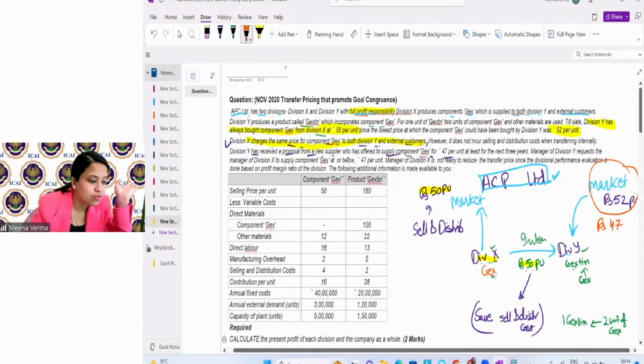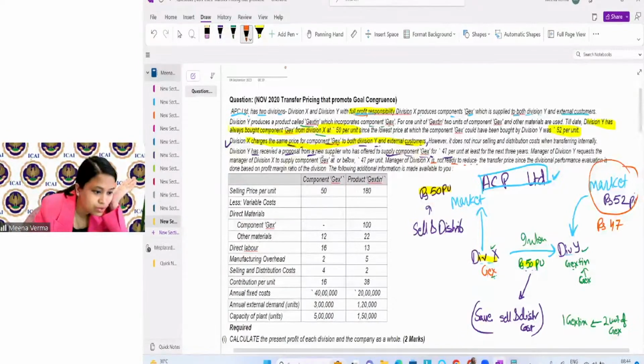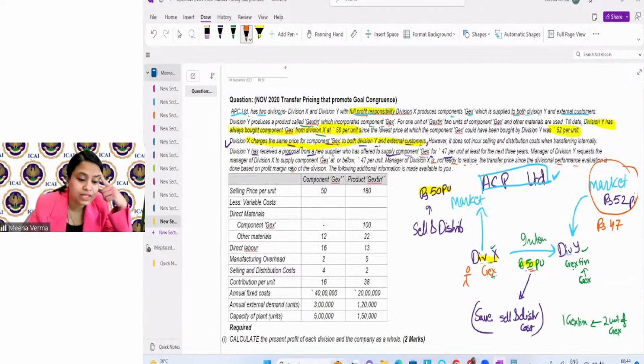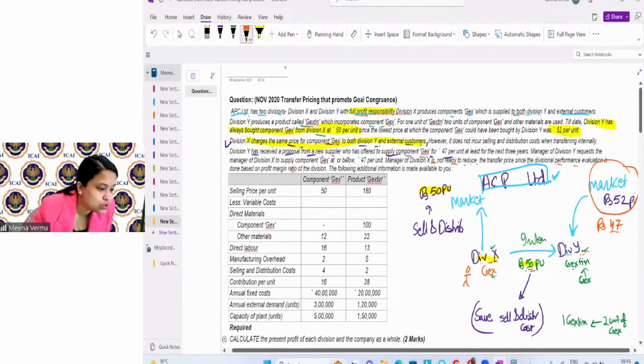All right. What else? The manager of division X is not ready to reduce the transfer price since the divisional performance evaluation is done on the basis of profit margin ratio. This manager is not willing to reduce the price below 50. This manager has the option to buy it cheaper from the outside market. He can buy the same product from the outside market at rupees 47.